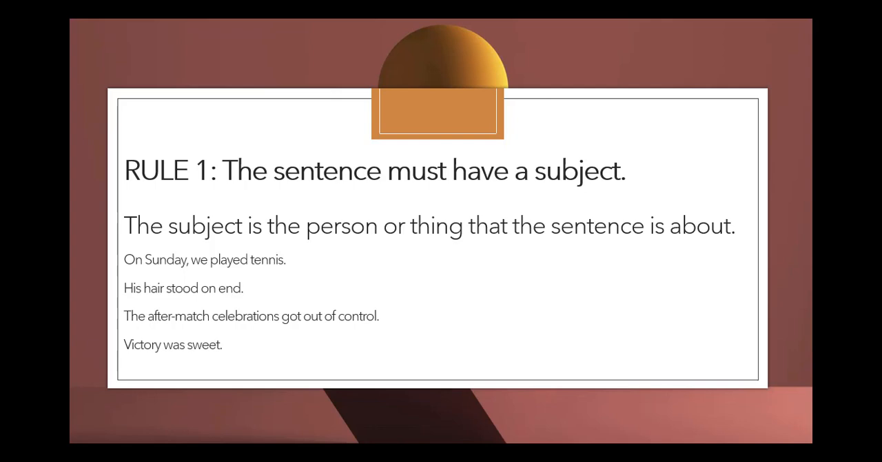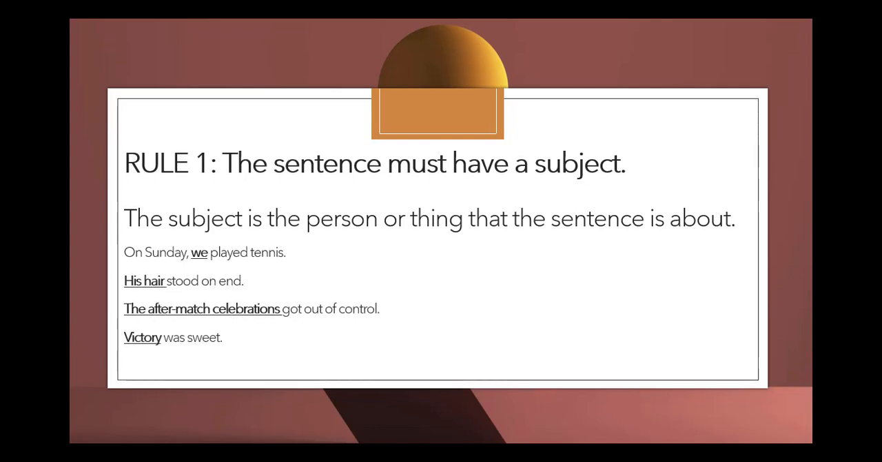And we've got some example sentences here. I'm identifying the subject of "On Sunday we played tennis." The subject of that sentence is "we." The next sentence, "His hair stood on end." In this sentence, the subject is "his hair." Not just him, but his hair. That's the subject. What's it doing? It's standing on end. And in this sentence, "The after-match celebrations got out of control," the subject is "the after-match celebrations." What happened to them? They got out of control.